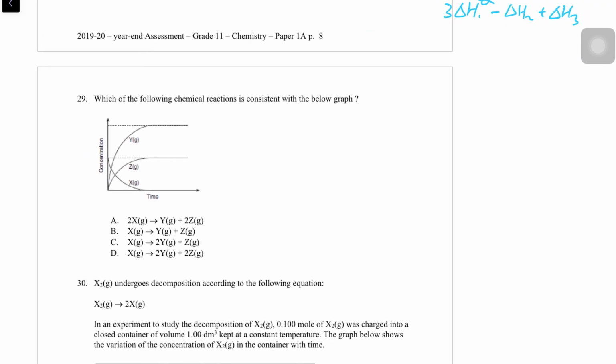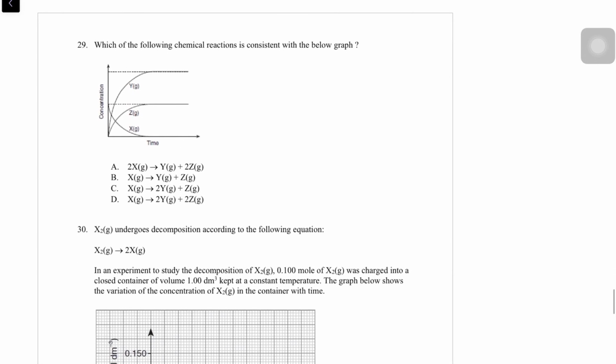Question 29: Which of the following chemical reactions is consistent with the graph below? What we can see is that X is the reactant that forms Y and Z, because the products become more and more. With the same idea, the amount of X should equal the amount of Z, so their mole ratio should be 1:1. But 1 X will generate 2 Y.